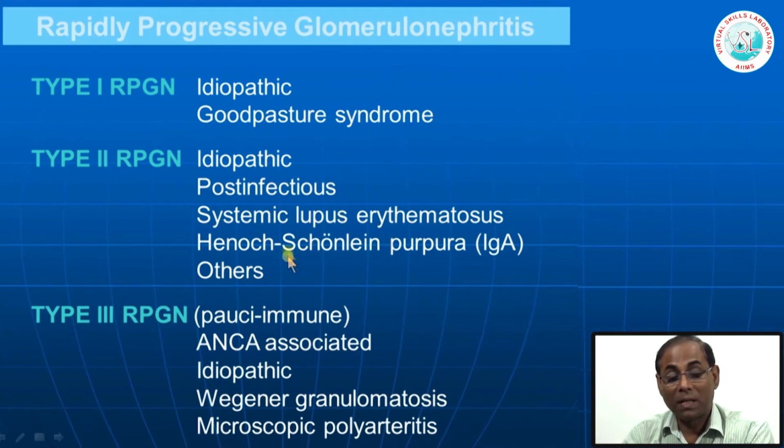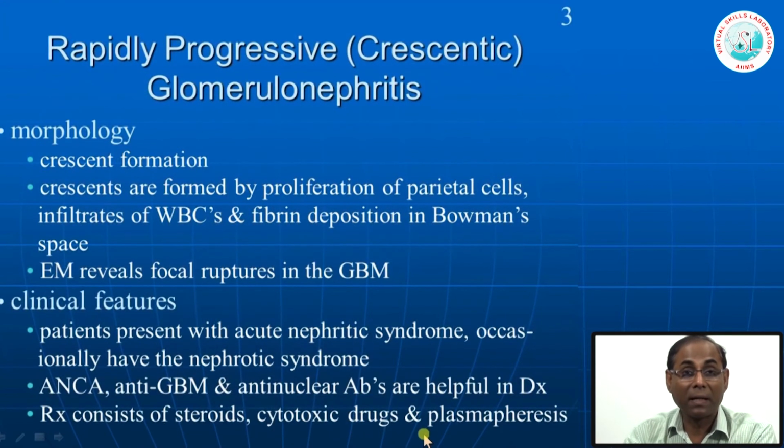So immune complex mediated, associated with the MPGN. Type 3 is pauci-immune, ANCA associated, idiopathic. There may be Wegener's granulomatosis and microscopic polyarteritis. They are collagen vascular diseases. Now the morphology is the crescent formation.